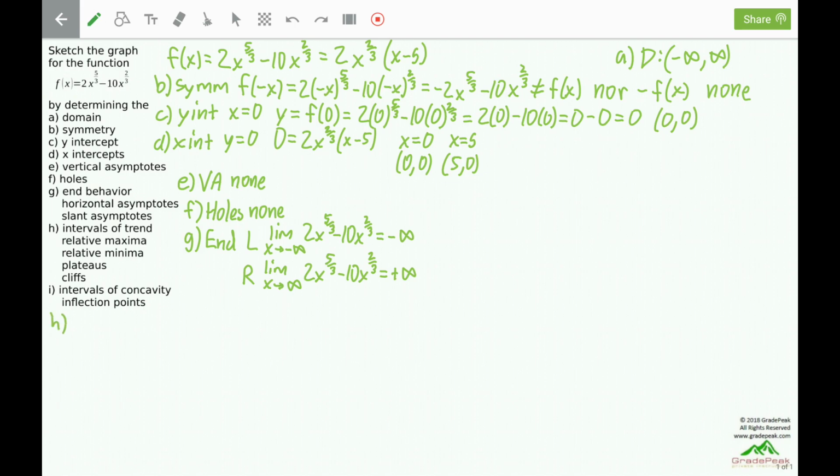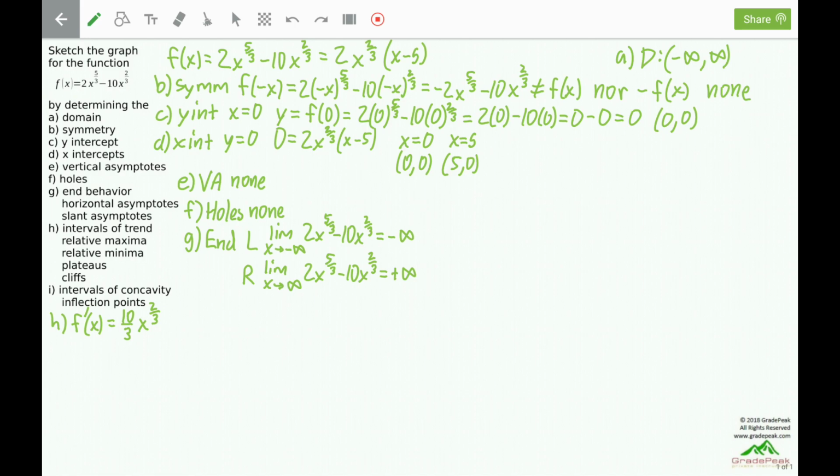For part H, we want to determine the intervals of trend, relative maxima, relative minima, plateaus, and cliffs. All of this involves the first derivative, f prime of x. Taking it from f of x, each term is a power rule. First term, bring the power down, multiply with the 2. 2 times 5/3, multiplying the numerators, 2 times 5 is a 10, over the denominator, 3. X raised to the 5/3 minus 1, minus 3/3. 5/3 minus 3/3, 5 minus 3 is a 2, over 3.